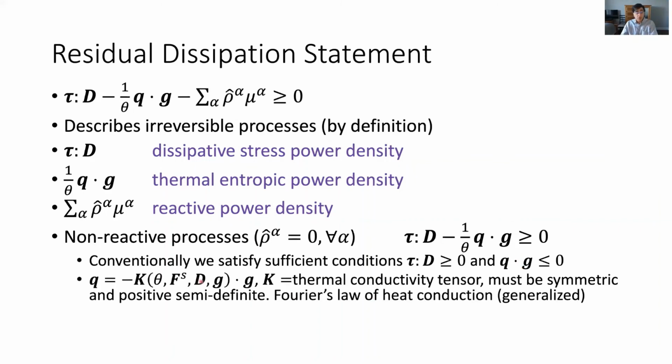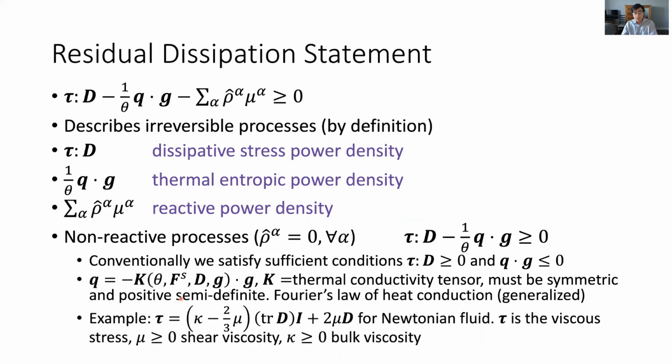When you do that, you recover Fourier's law of heat conduction with a thermal conductivity tensor, and the second law says it should be symmetric and positive semi-definite. And you find that tau must be a function of D, which means it's a viscous stress. I don't want to do the whole theory of viscous stresses, but for example, if it's a Newtonian fluid, it's a linear function of D, and this is the most general linear function for an isotropic material. And so the second law then says, if you plug this in here, that the shear viscosity and the bulk viscosity should be positive. So that's the constraint that the second law gives. There's no such thing as negative viscosity.